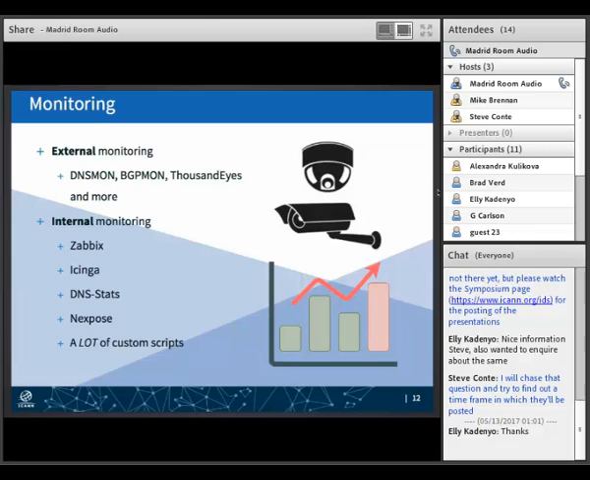And for internal monitoring, we're using tools like Zabbix, Icinga, and the same DNSstat and Expose, and a lot of custom scripts that we use on a daily basis and that send us a lot of emails, or we can use to query all the servers.